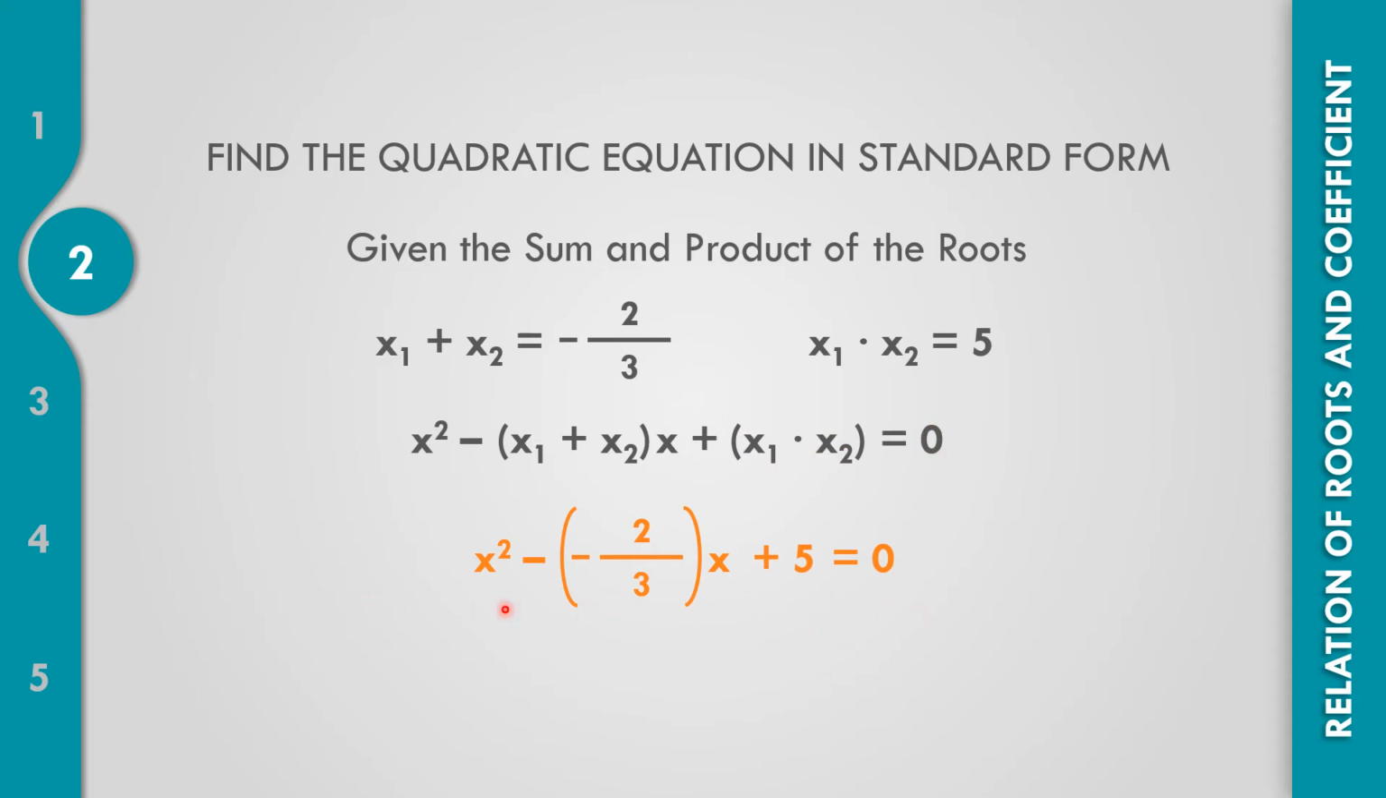Afterwards, let us multiply both sides by the denominator, which is equal to 3. So 3 times 1 is 3x squared. And then negative times negative is positive. So 3 times 2 is 6 divided by 3, that is equal to 2. Or cancel 3, so what remains is equal to 2. So negative times negative is equal to positive 2x. Plus 3 times 5, so plus 15 equals 0. So the quadratic equation in standard form is 3x squared plus 2x plus 15 equals 0.